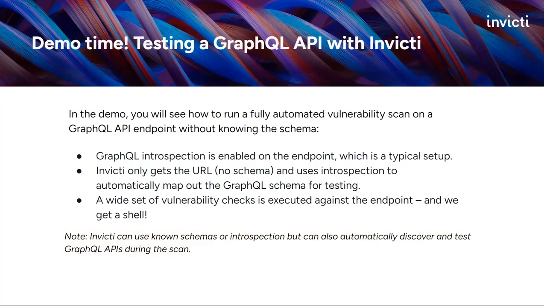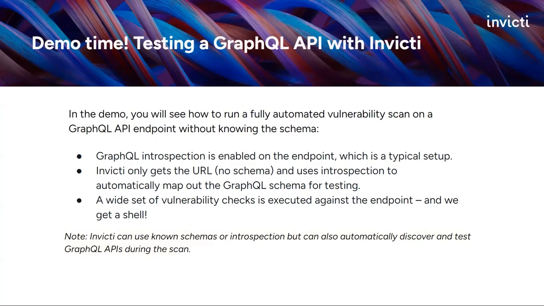Our scanner will only get a URL, no schema, and we will use introspection to automatically map out the GraphQL schema for testing. So it's a very simple app. It just has a single purpose, and therefore you will only see the important parts. There is also a wide set of vulnerability checks executed against the endpoint, and after that we will get a shell. And this will be a pretty straightforward demo.